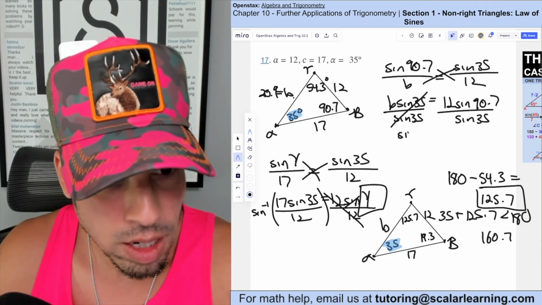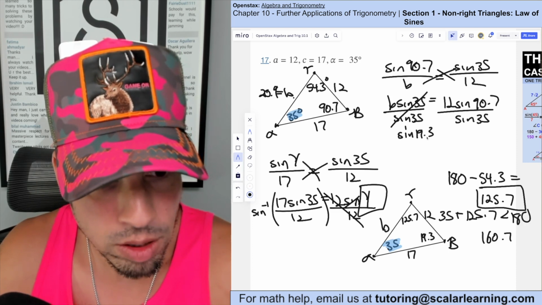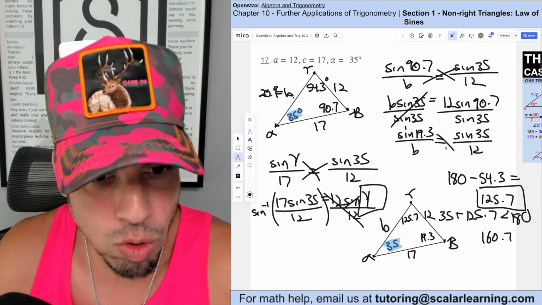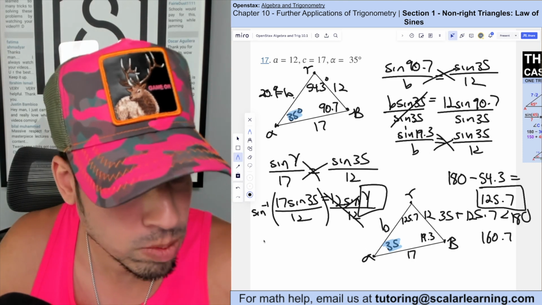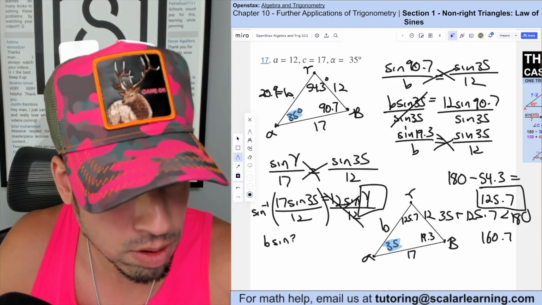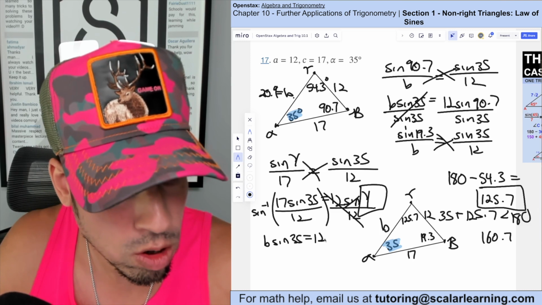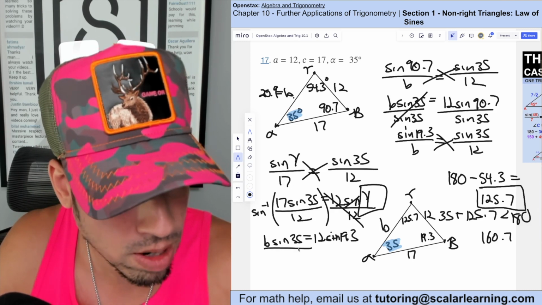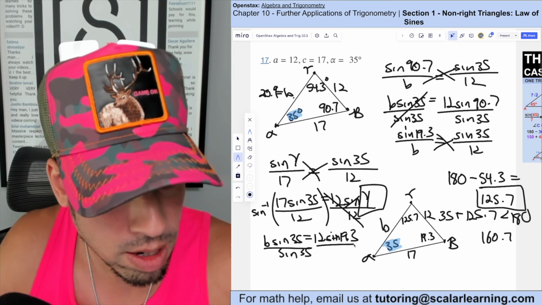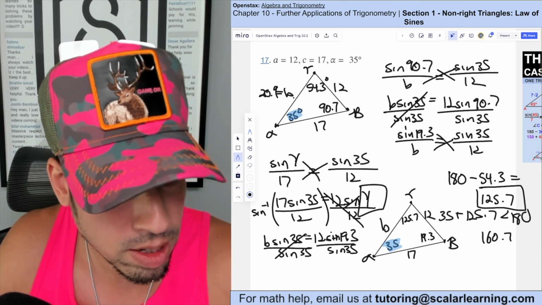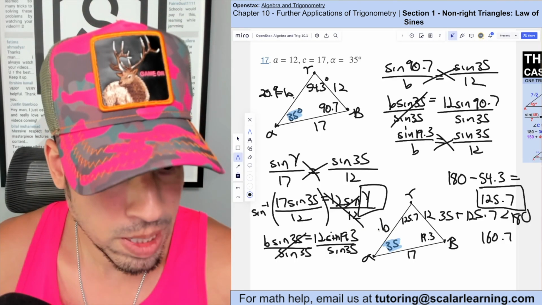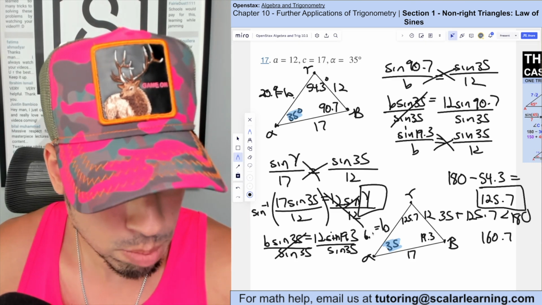So again, using law of sines, sine of 19.3 this time over b equals the same thing, sine of 35 over 12. We're going to cross multiply. We're running out of room. These are long problems. Then we got b sine of 35 equals 12 sine of 19.3. Last step, we're going to divide both sides by sine of 35, and then b will equal this. So let's plug it into Desmos, and we get 6.9. So b in this case is 6.9.